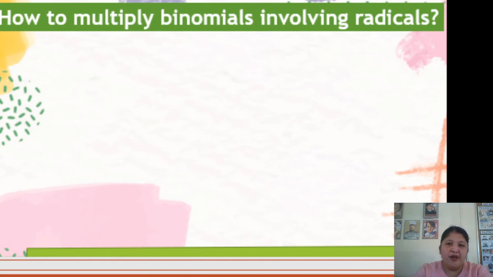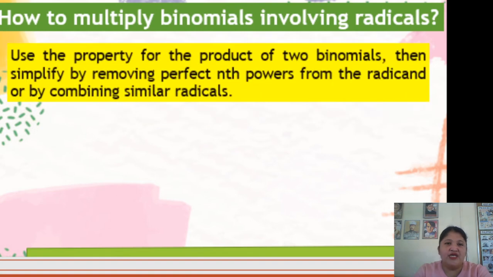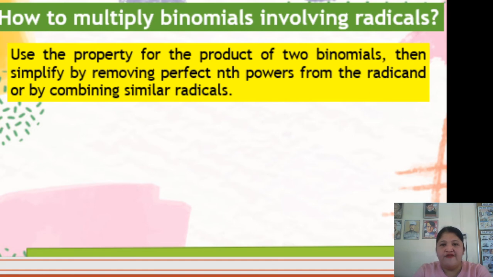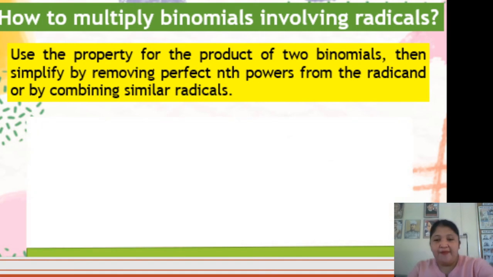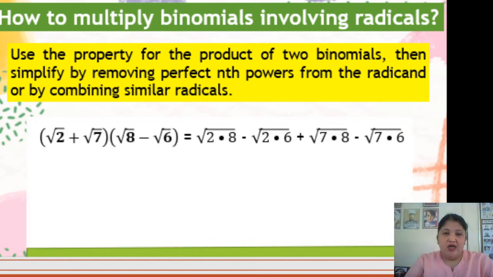So how do we multiply binomials involving radicals? For example, we use the property for the product of two binomials, then simplify by removing perfect nth powers from the radicand or by combining the similar radicals. So, for example, square root of 2 plus square root of 7 times square root of 8 minus square root of 6. So this would be equal to square root of 2 times 8 minus square root of 2 times 6 plus square root of 7 times 8 minus square root of 7 times 6.